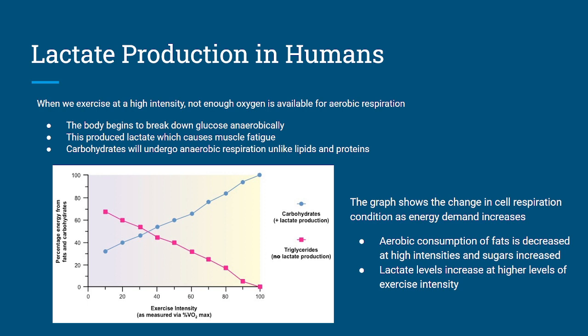So the graph on the left shows that a change in cell respiration conditions will also affect the energy demand as it increases. So aerobic respiration involves the consumption of fats, and this is decreased at high levels of exercise intensities, and the breakdown and consumption of sugars is increased. Furthermore, we can interpret that lactate levels increase at higher levels of exercise intensity.